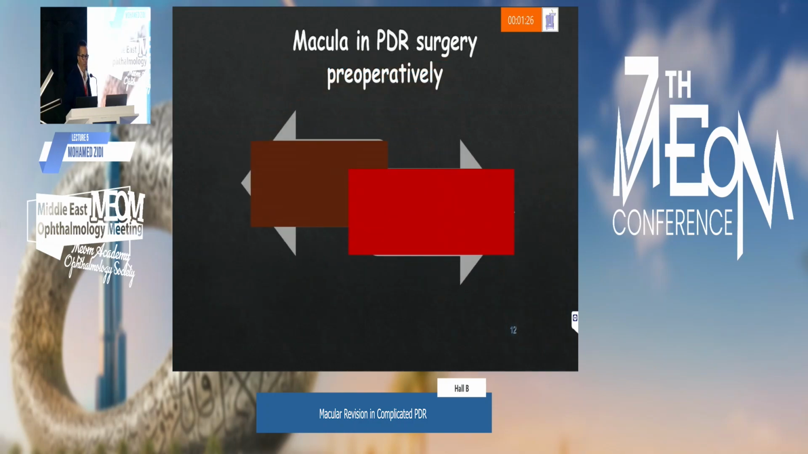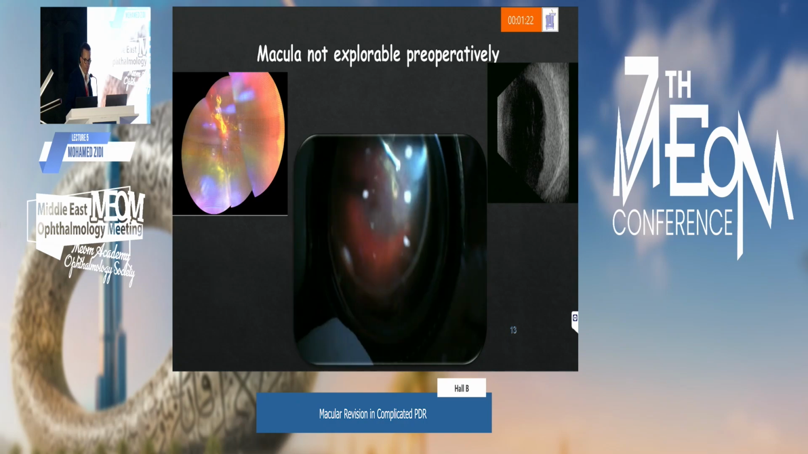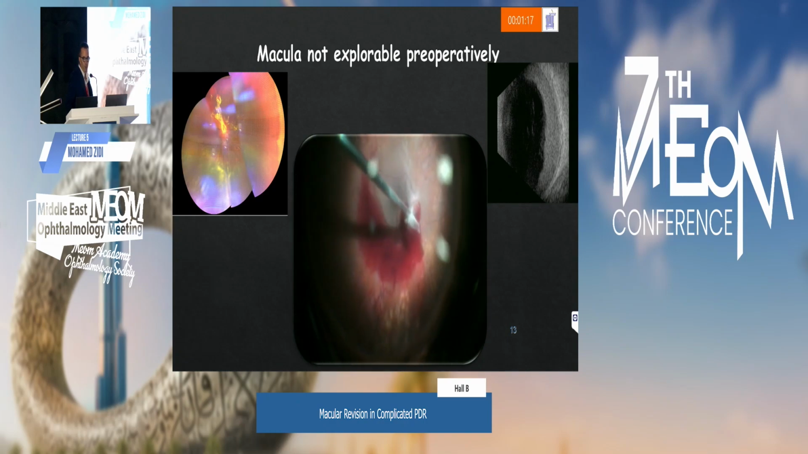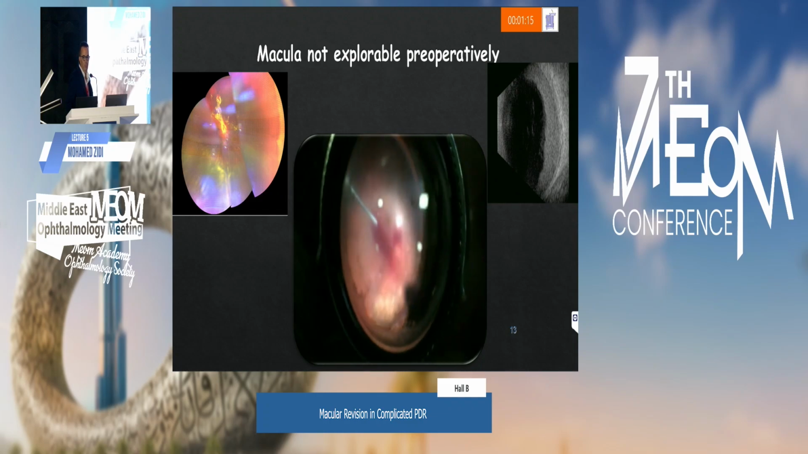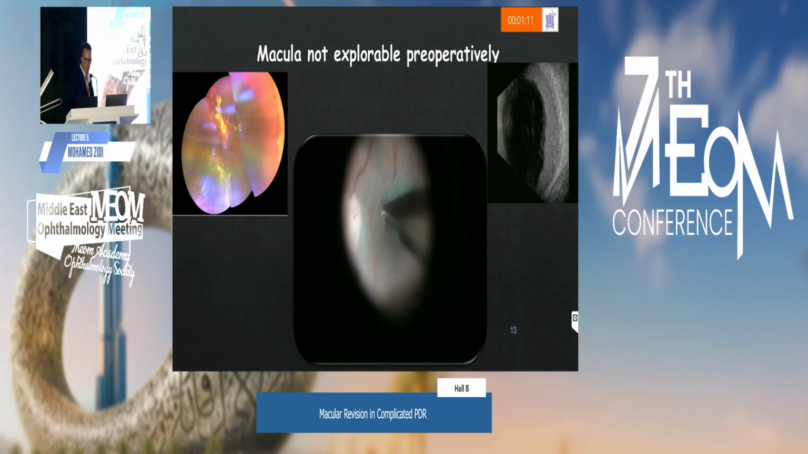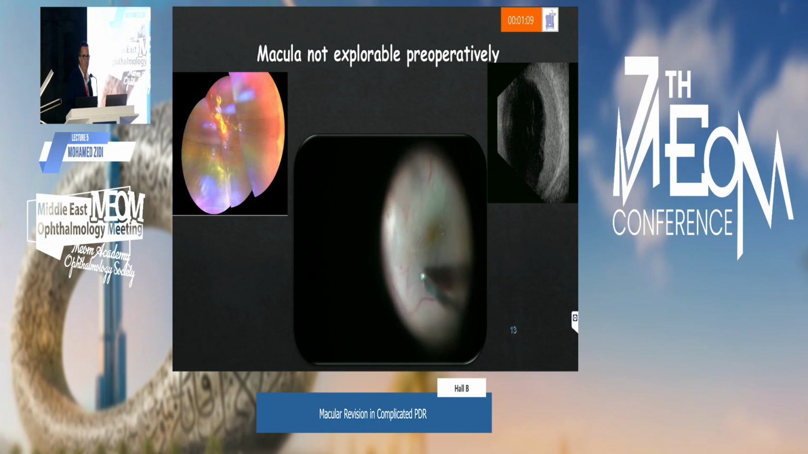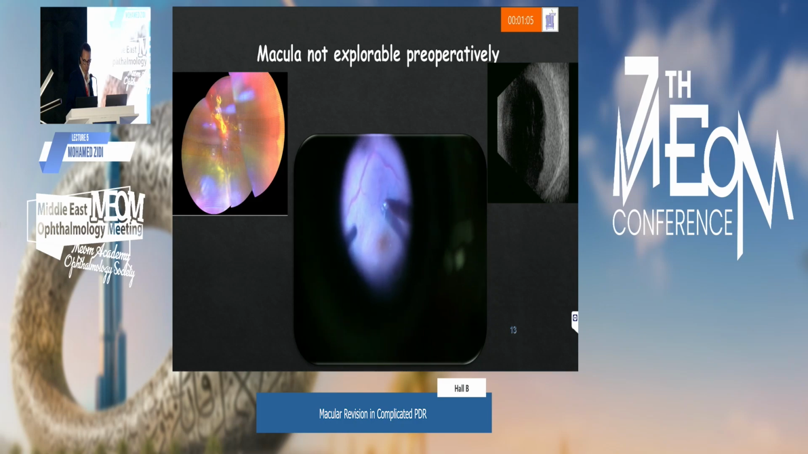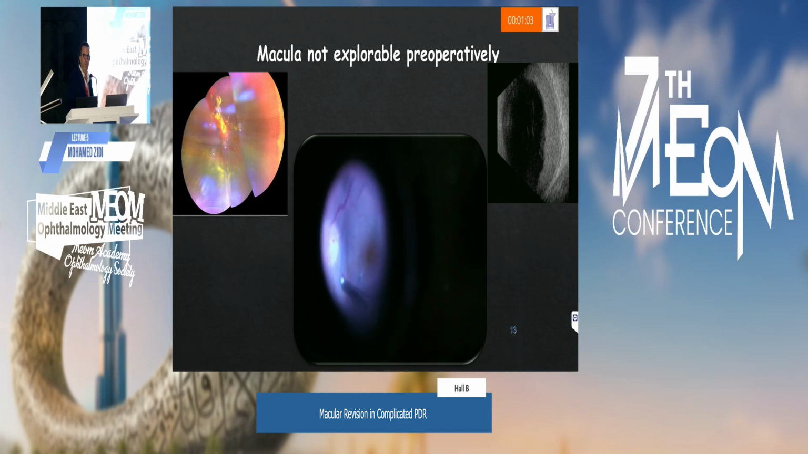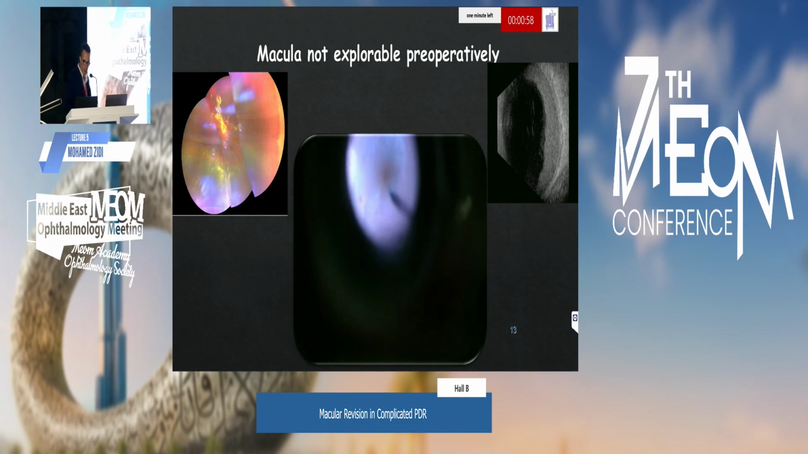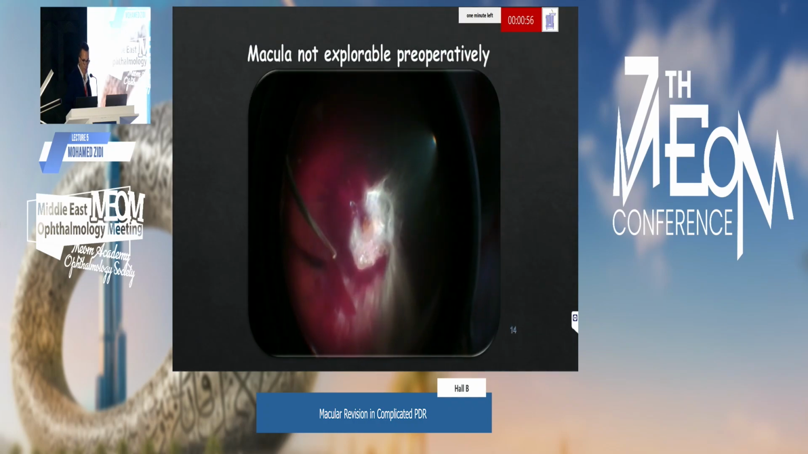Now, when the macula is not explored preoperatively, like here with hemorrhage, of course with the vitrectomy, when you remove the hemorrhage and veil, after checking the macula, you can diagnose some fold in the macula, and of course the dissection of this fold can give the macula its final beautiful aspect.